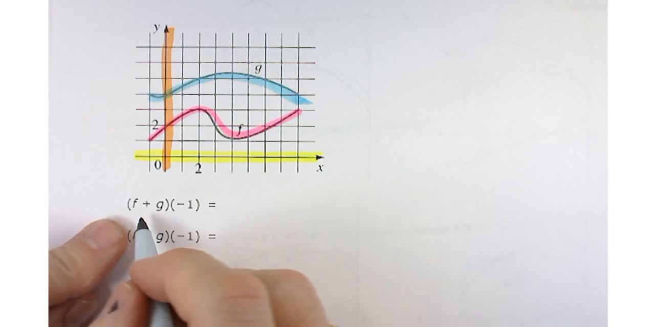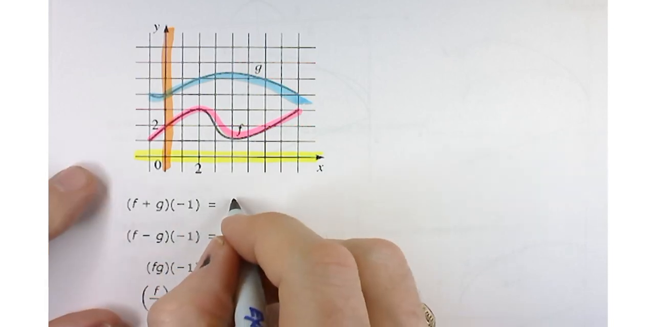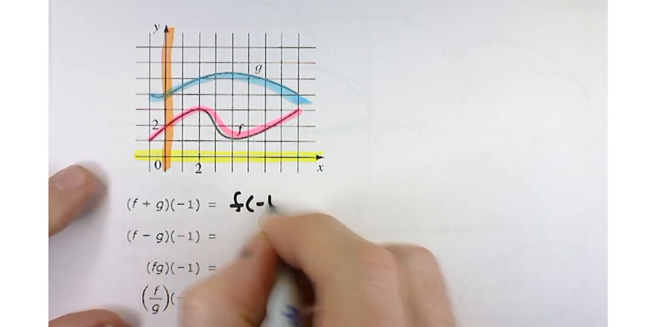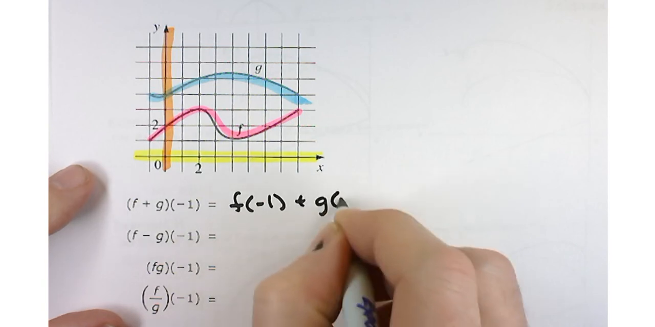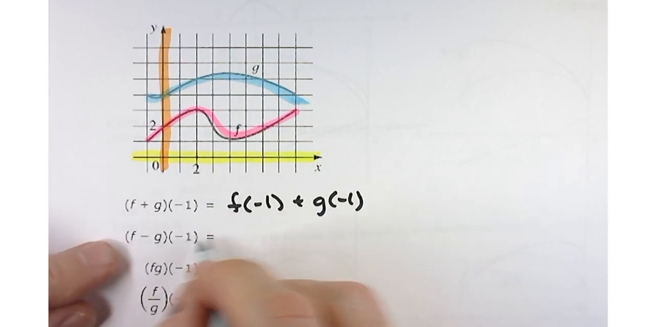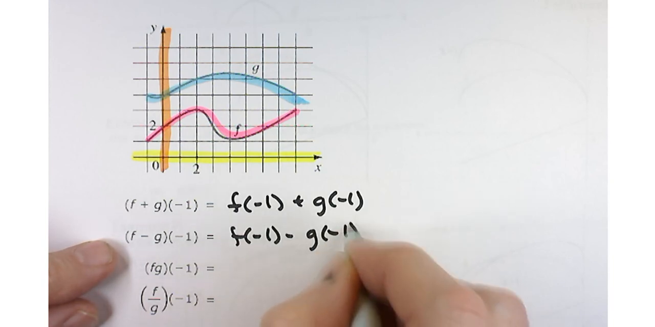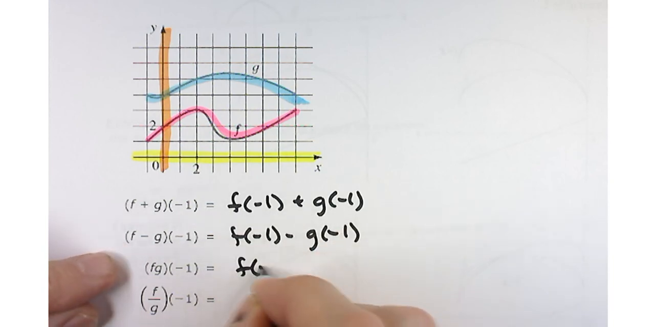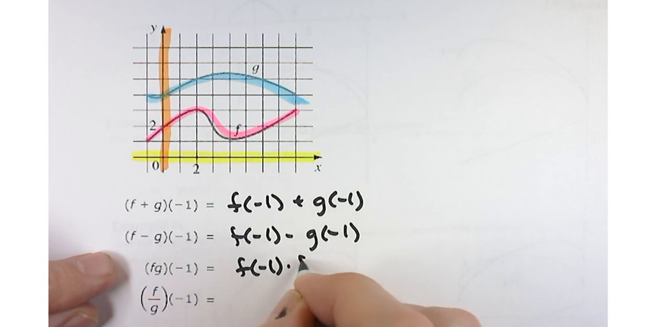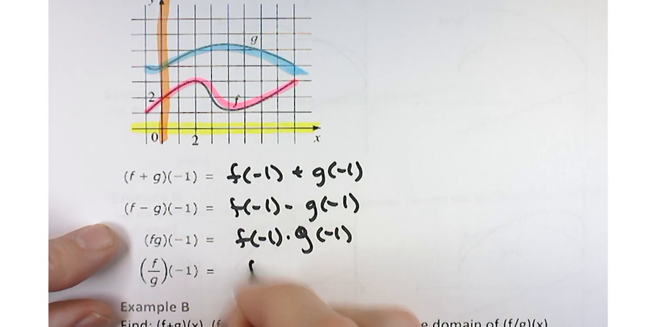But this notation, f plus g of negative 1, really means f of negative 1 plus g of negative 1. And then likewise, that's going to be f of negative 1 minus g of negative 1. And so on. F of negative 1 times g of negative 1. And finally, f of negative 1 divided by g of negative 1.